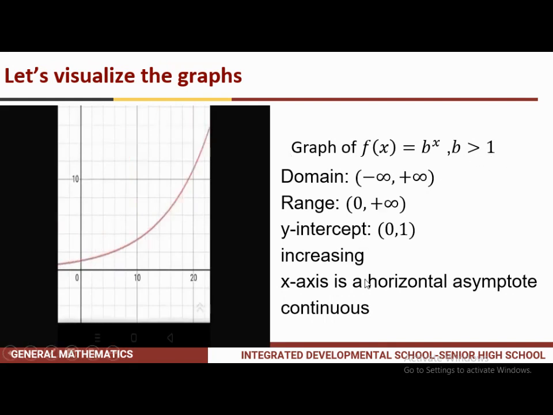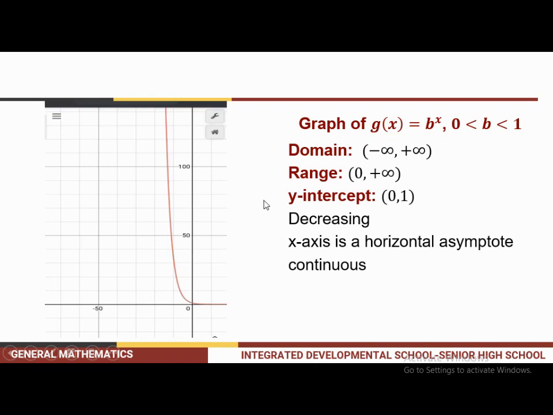Okay? Now, let's have another form. So, for example, we have function g which is equal to b to the power of x, wherein our b here or our base is between 0 and 1. So, you could have 1/2, 1/4, 3/4, 1/8, and any values as long as nasa loob siya ng interval ng 0 between 0 and 1. So, yung domain natin, kahit na anong values ng x dito, ang answer talaga ng domain natin is just the set of all real numbers.